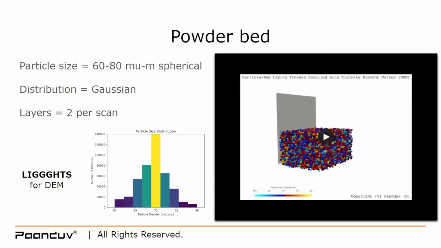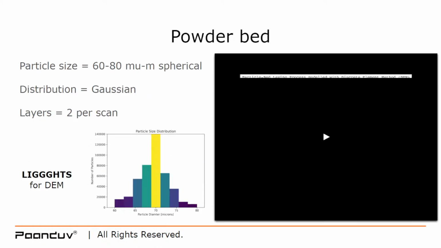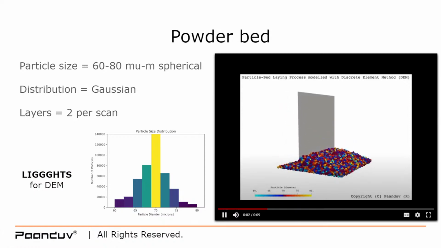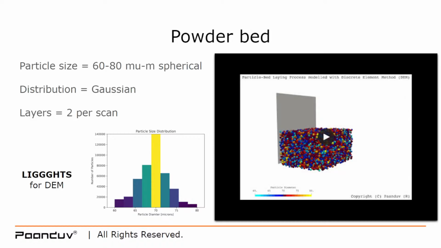As far as the powder bed goes, the particle size of the powder bed is between 60 to 80 micrometers. The powders are spherical and they have been distributed in a Gaussian manner using LIGGGHTS, which is a DEM-based molecular dynamics solver, and it's an open source code provided by Sandia National Lab. The number of layers that the spreader has created is 2 layers, so there are approximately 2 layers of particles stacked on top of each other.